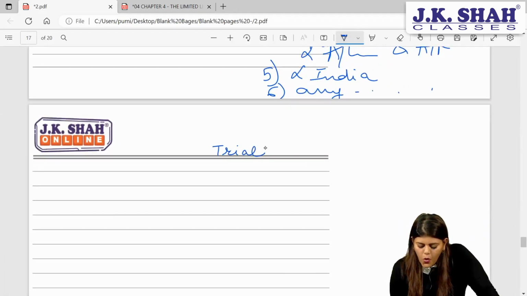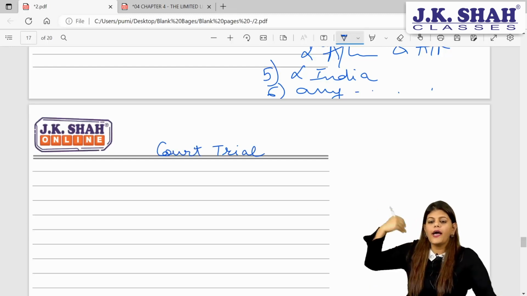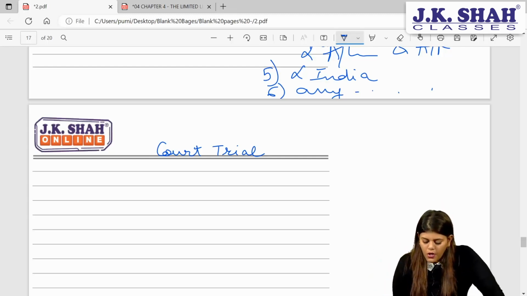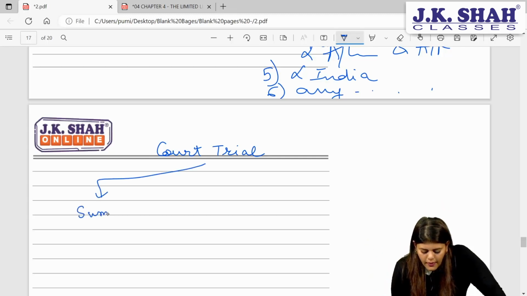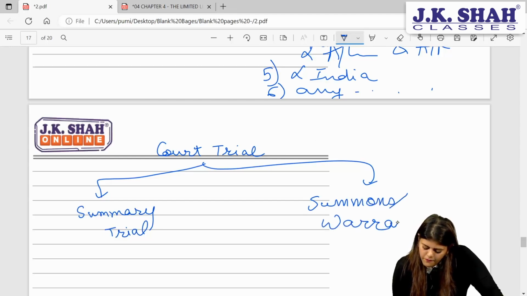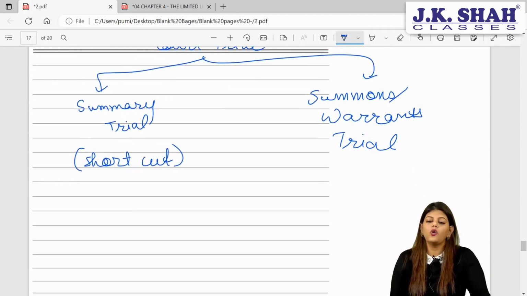There is something known as court trial. मतलब सुनवाई. You know, you might hear a term, court is trying a case. मतलब court is listening to your case. Court trial चल रहा है मतलब उस court में the case is going on, sunwai is going on. So there is something known as summary trial and there is something known as summons or warrants trial. Now you will feel, ma'am, what is the difference? Summary trial in simple words में if I have to tell you, it's shortcut, फटाफट आ जाता है, and summons trial is a very long process.